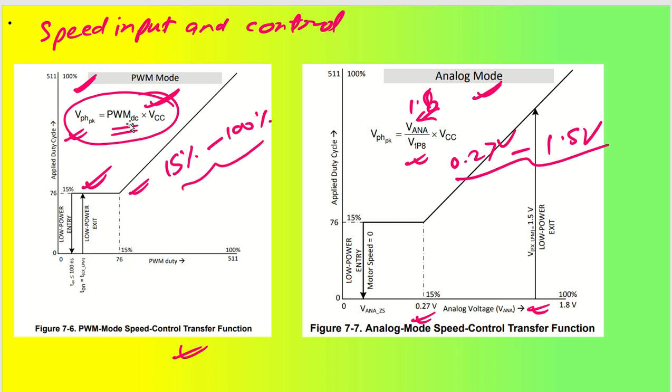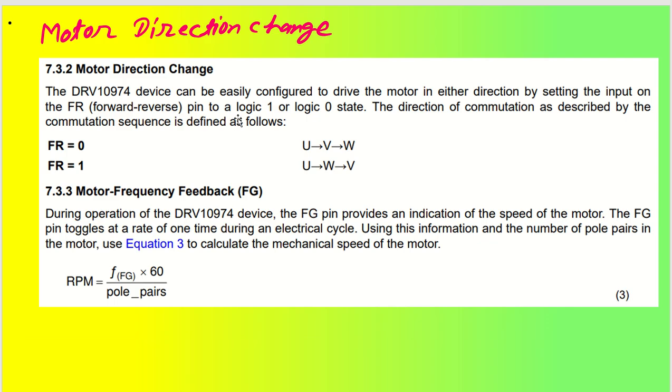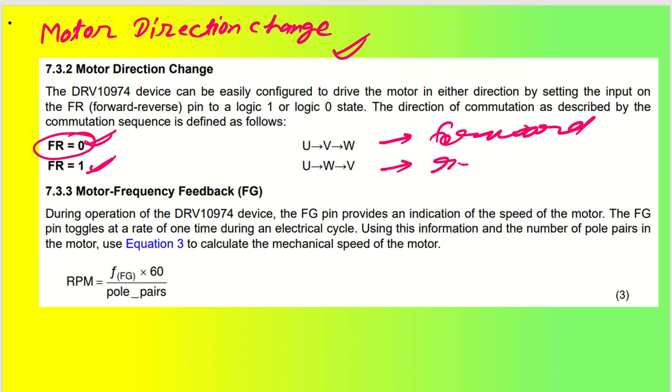Good. So we have understood how to control the speed. Now, as I was talking to you about the motor direction change, if you keep the FR pin at 0, it will be UVW phase, that is your forward direction. And if the FR pin is 1, then it will be reverse direction. Understood? So this is how we will be working.